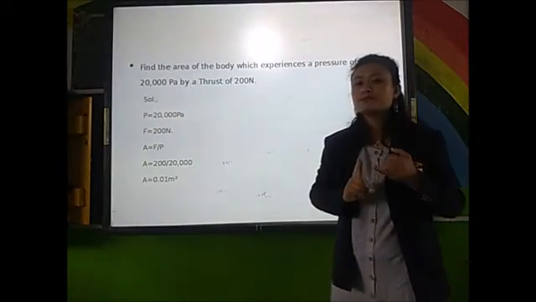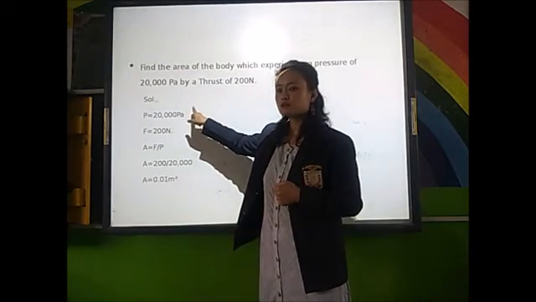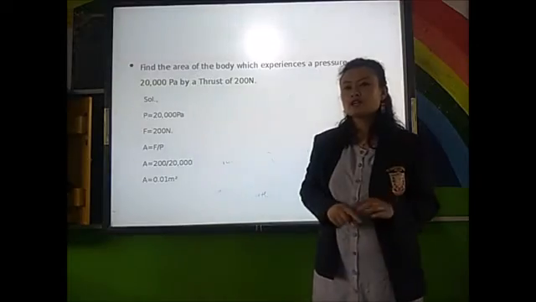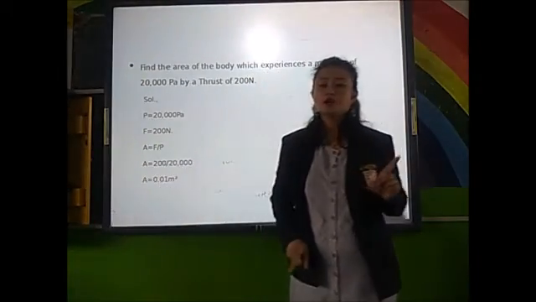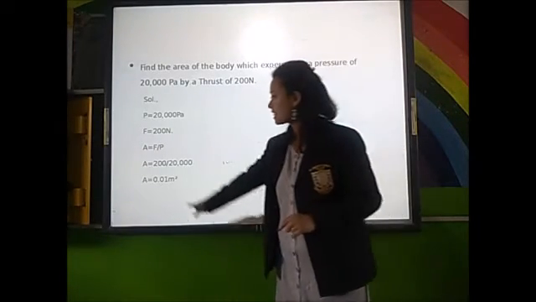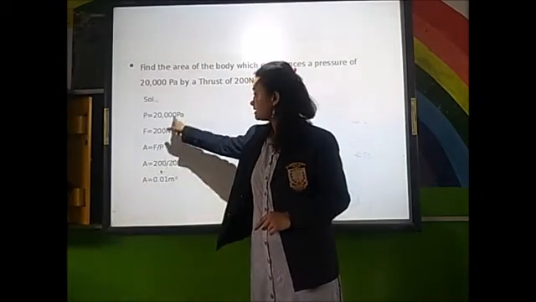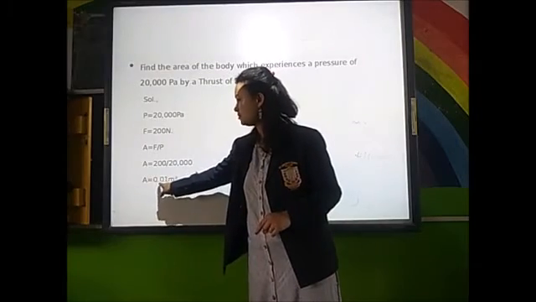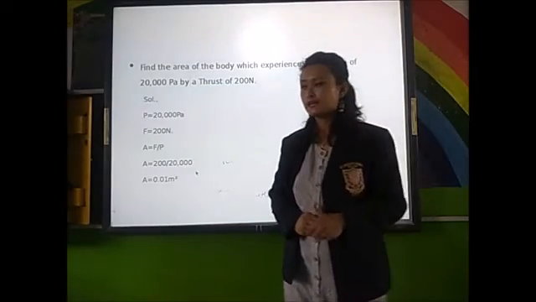And what is given? Pressure and force. How much is the pressure given? 20,000 Pascal. How much is the force given? 200 Newton. And how do we calculate the area? Force divided by pressure. Please remember, do not write P by F. It's supposed to be force by pressure. So area equals the value of force, 200, divided by 20,000. When you simplify them, you get 0.01 square meter. So this is your area.